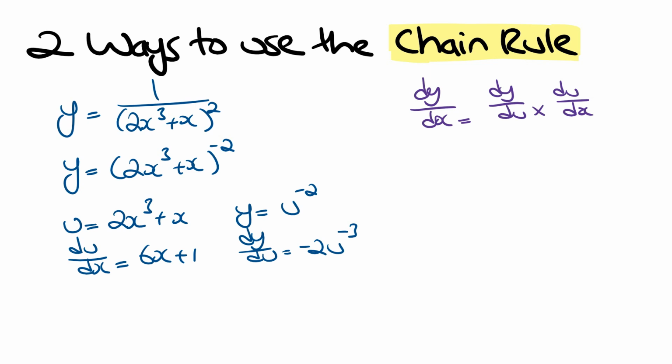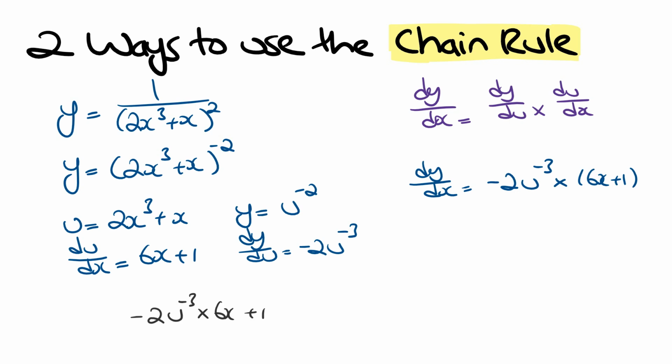Plugging this into the formula, we're going to get dy dx is equal to dy du, which is minus 2 times u to the power of minus 3, times du dx. Du dx is (6x plus 1). Now just a side note, this is where most students lose marks. Whenever you have more than one term, always get into the habit of writing these terms in brackets, because this is different to writing it as minus 2 times u to the power of minus 3 times 6x plus 1. This would be a wrong answer.